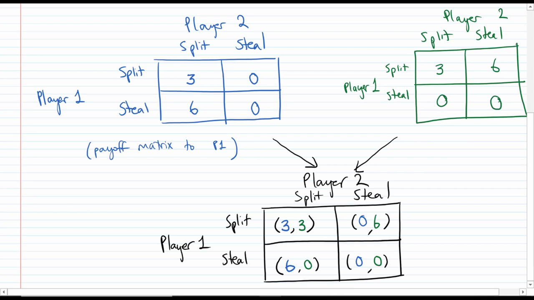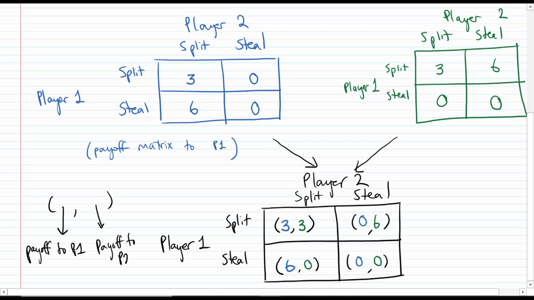Okay. So in these payoff matrices, the first entry is going to be the payoff to player one, and the second entry is going to be the payoff to player two. That way we don't need to draw two payoff matrices.